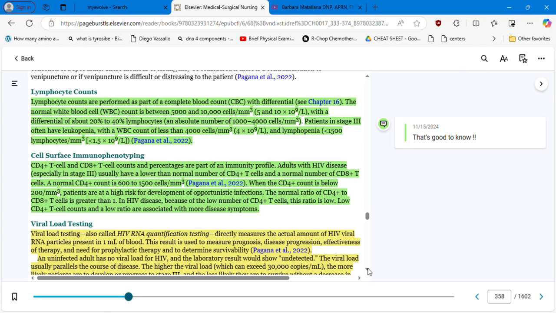It has to be CBC with differential. The normal white blood cell count is between 5,000 and 10,000. That's your normal WBCs, right? With a differential of about 20 to 40% lymphocytes, as an absolute number of 1,000 to 4,000. Patients in stage 3 often have leukopenia with a WBC count of less than 4,000, and lymphopenia with less than 1,500 lymphocytes.